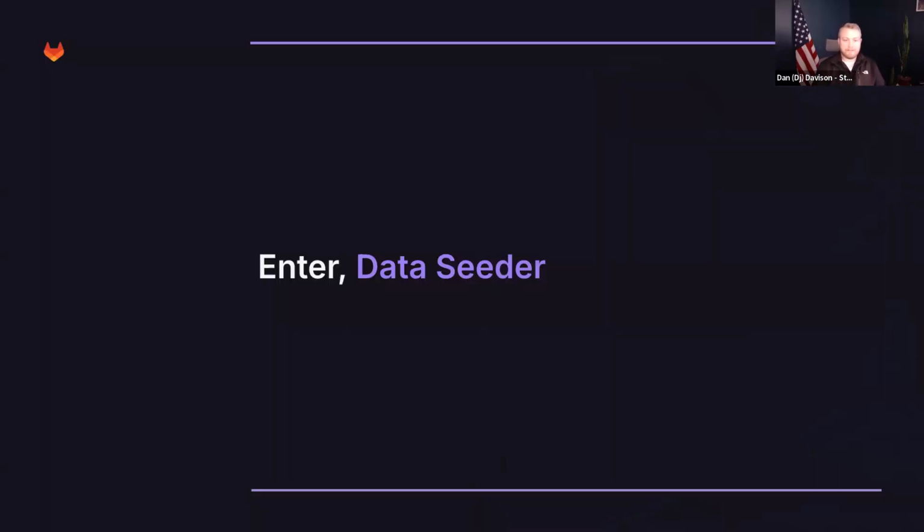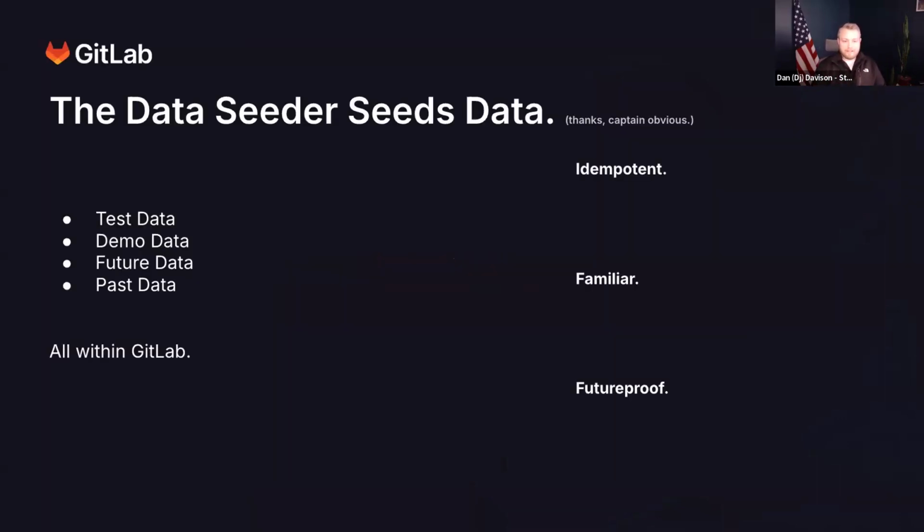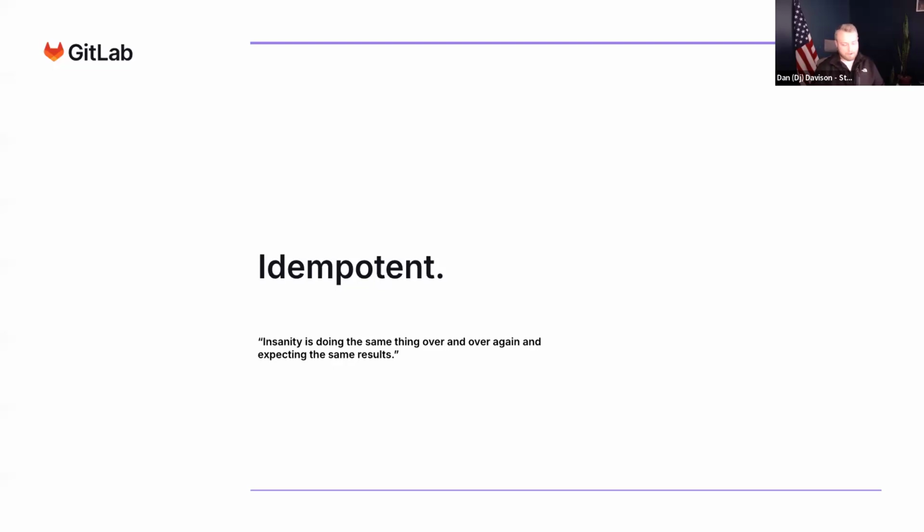So enter the data seeder. The data seeder seeds data. We can use it to seed test data, demo data, data that's in the past, data that's in the future, all within GitLab. And we want it to be idempotent, familiar, and future-proof. Starting with idempotent, that means once you run it once and run it a second time, you should have the same exact result.